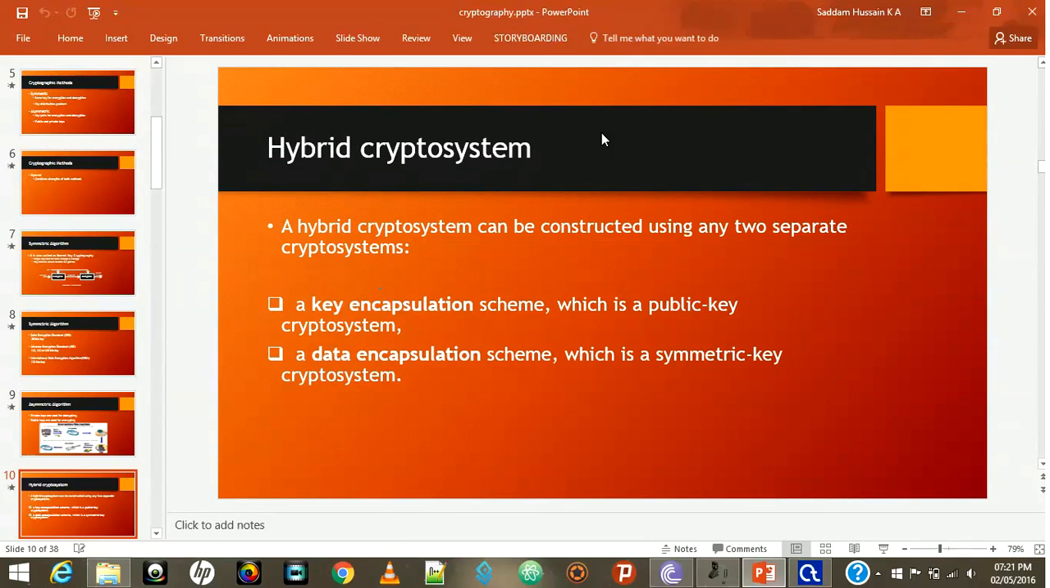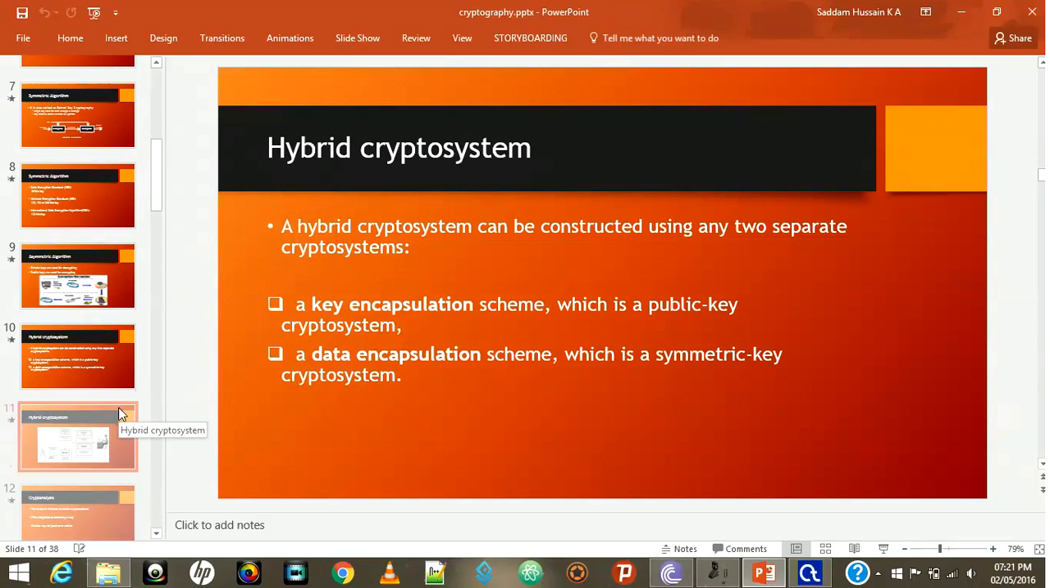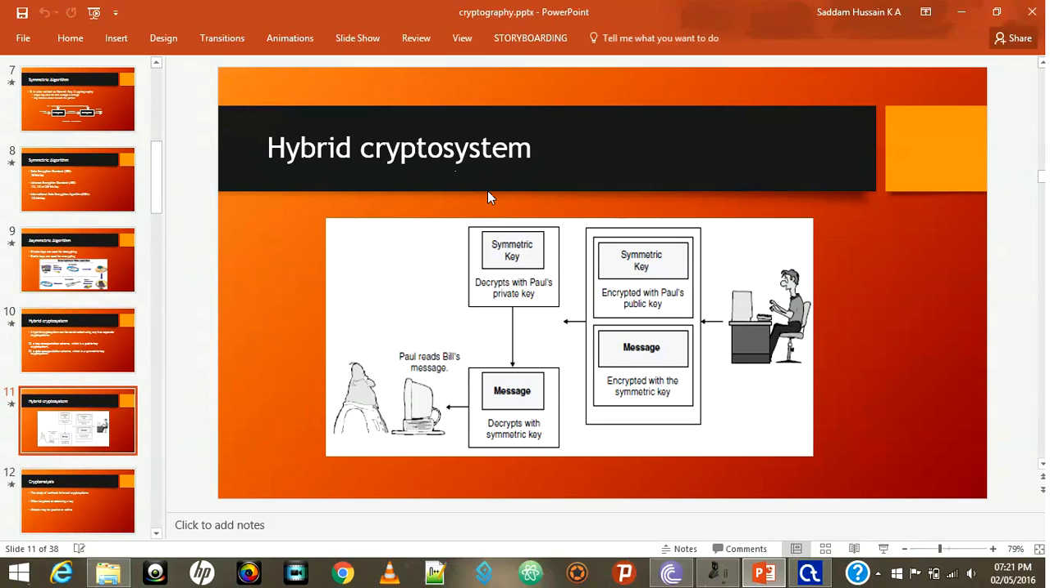And a hybrid crypto system is nothing but a combination of the features of both symmetric and asymmetric. In this we have a key encapsulation scheme, which is a public key crypto system, and a data encapsulation scheme, which is a symmetric key crypto system. This is the hybrid crypto system.